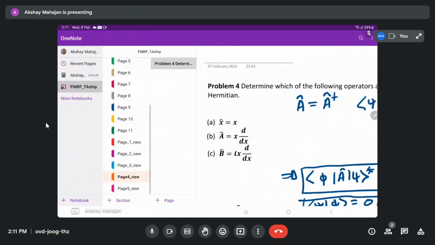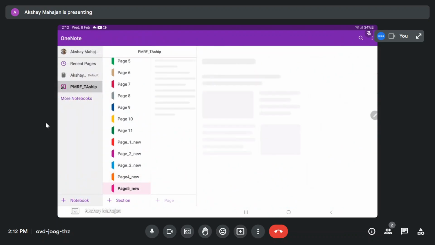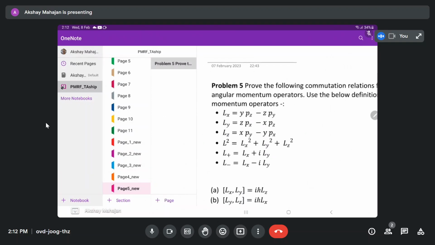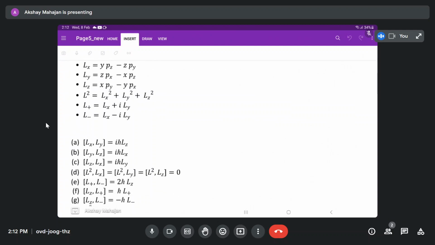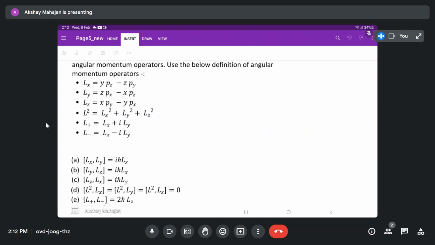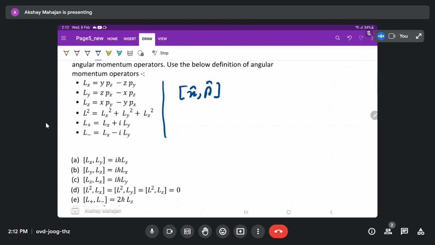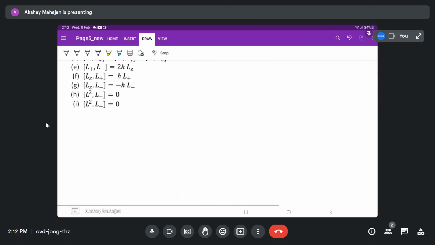Now moving on to our last problem of the session. Here we are going to prove some identities for the angular momentum operators. We will use all these definitions for the angular momentum that you might be knowing. Along with this we will also be using the commutation relation x cap, p cap equals iota h cross. So let's move on to the first one.